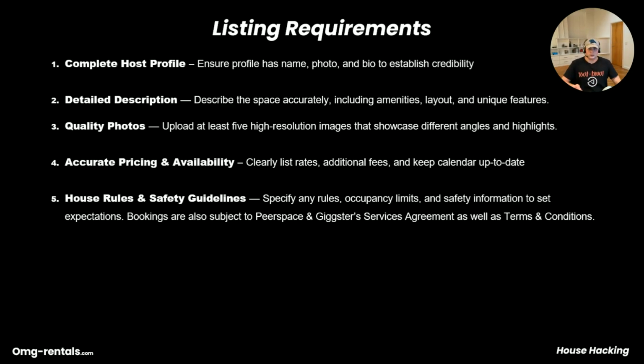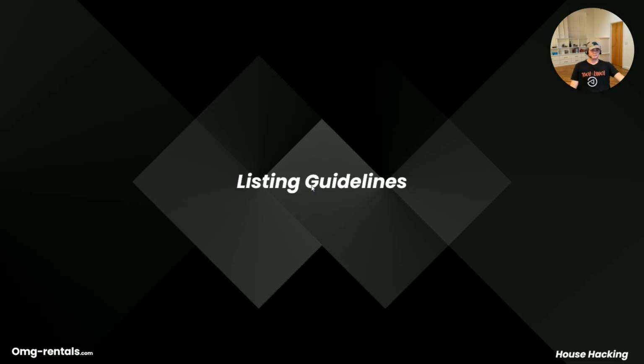So, for example, no guns are allowed, and that's a Peerspace and Giggster policy. So it's just keeping the safety of the community in mind and making sure it's enacted. When you write out your rules, you don't have to be super over the top with these, but make sure you read Peerspace and Giggster's agreements, their terms and conditions, and make sure you are comfortable with any of the rules set forth, as those will be the guidelines for your bookings.